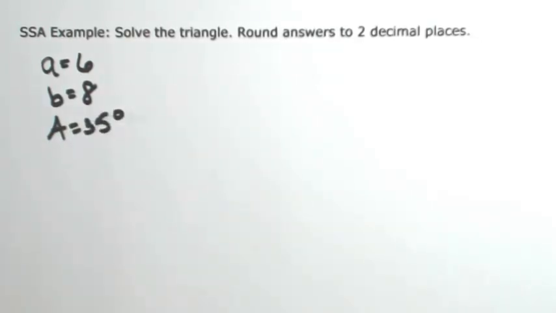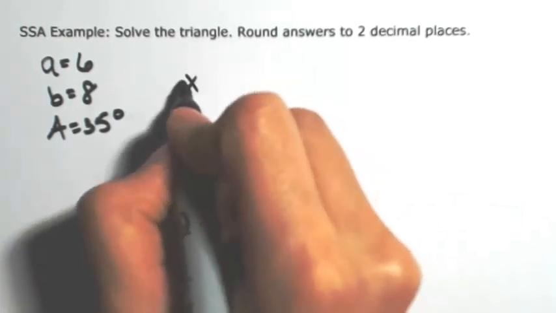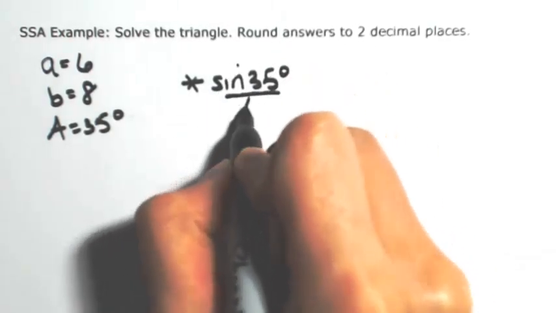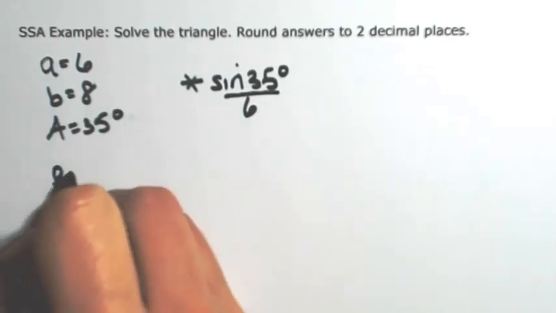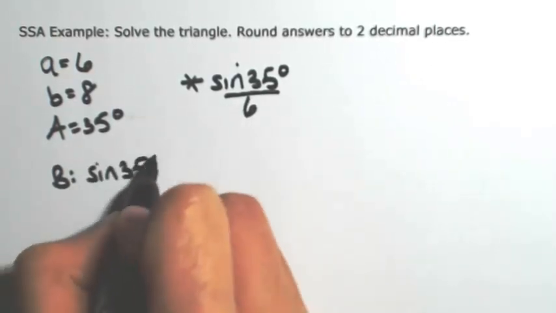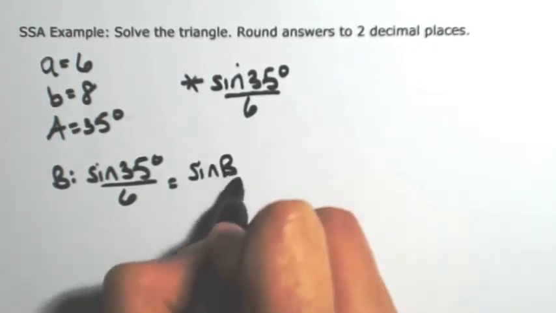So based on the given information, we're going to use law of sines involving angle A and side A. So I'm going to use the given ratio for sine of 35 degrees over 6 to find the other things that we need. Because I have side B, I'm going to be able to find angle B. So using the given sine 35 degrees over 6, this will be proportionate with the sine of angle B over 8.